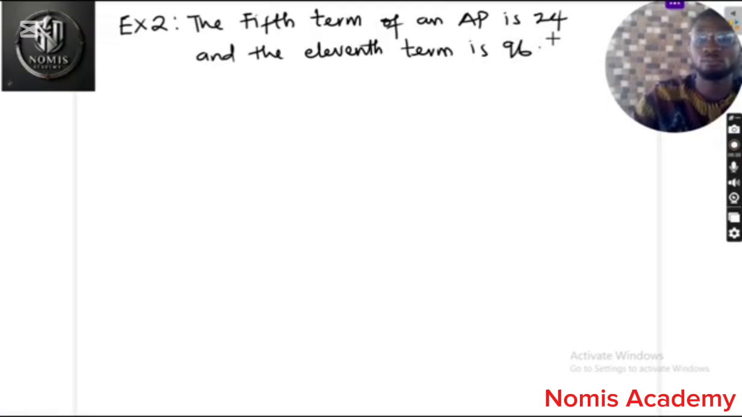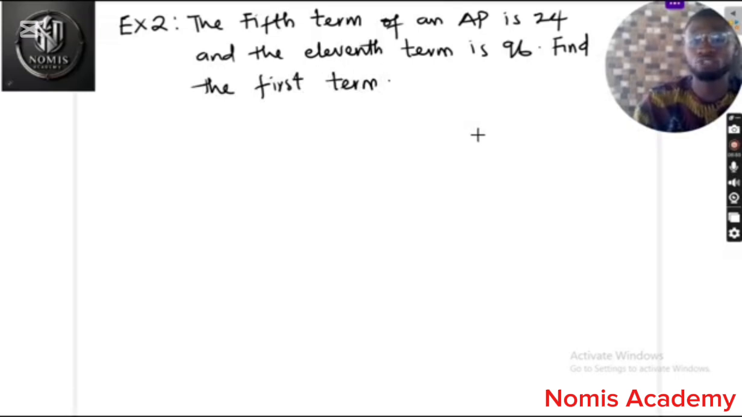You can see the wonder mathematics can do. How can you be told the fifth term of a progression and the 11th term, and you'll be asked to find the fourth term? Definitely, if you don't have the idea of AP, you might be left confused about what to do. But with AP, we can definitely find out. So let's get into the solution.